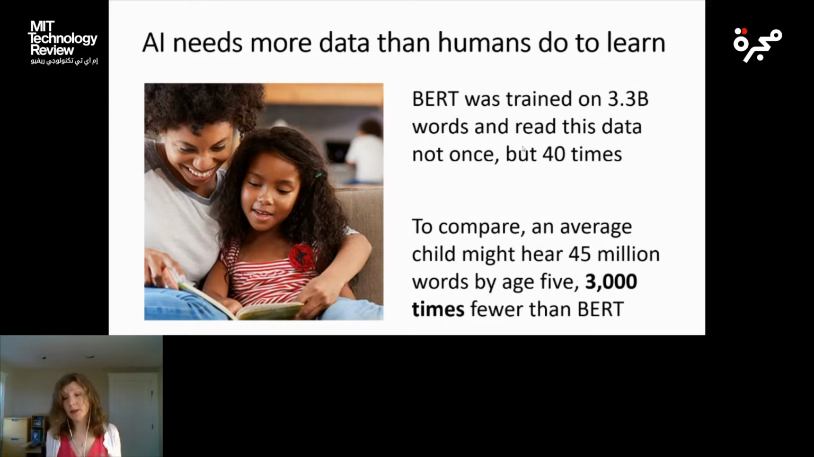And then if we compare, an average child might hear about 45 million words by age 5. So that's 3,000 times fewer words than BERT had to see before it became trained. And of course, again, these comparisons are not exactly accurate because we don't know exactly how many words a child might hear, and this is a 5-year-old child, not a high schooler, but just, again, to give you a sense of scale here. So AI is not very data efficient.